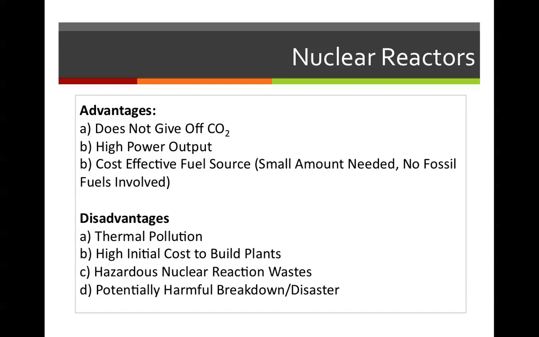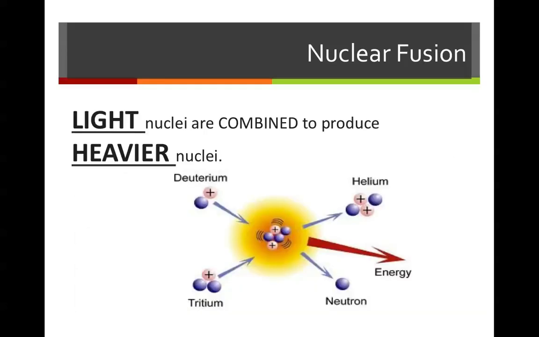And we've seen in history some situations where, because of negligence, we've had a harmful breakdown or disaster at a nuclear reactor. Alright, so now we're going to move on to fusion. This is where instead of splitting the nucleus, we're going to combine them to form a heavier nucleus. So we're going to have light nuclei, usually hydrogens, heliums, maybe we'll sometimes see lithium in our examples, which are going to combine to produce, again, a heavier nucleus.